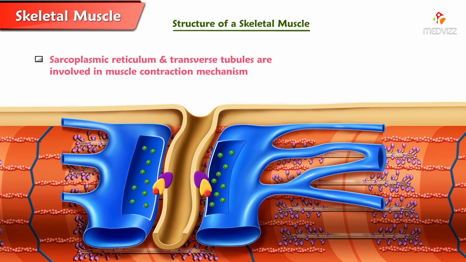Sarcoplasmic reticulum and transverse tubules are involved in activating the muscle contraction mechanism. Because one transverse tubule is associated with two sarcoplasmic reticulum, they are termed as the triad.